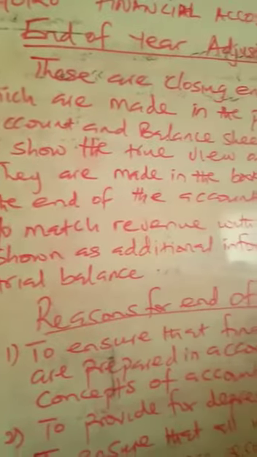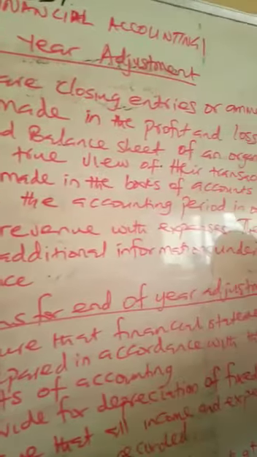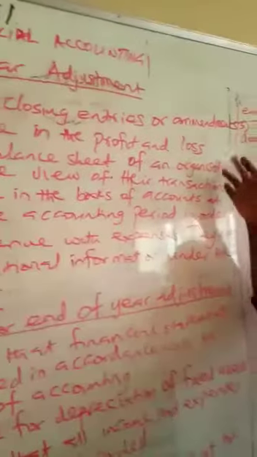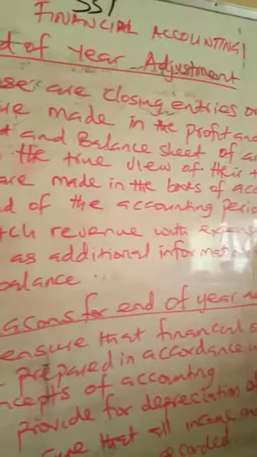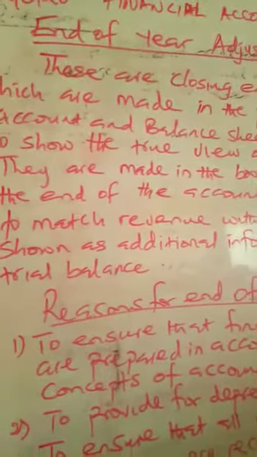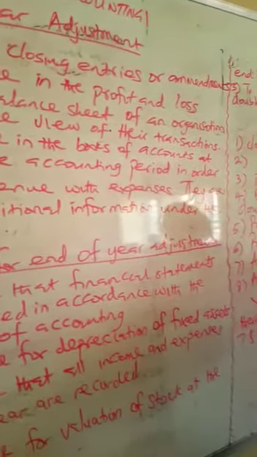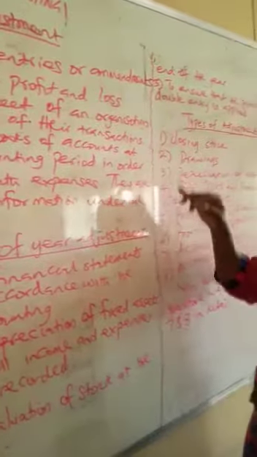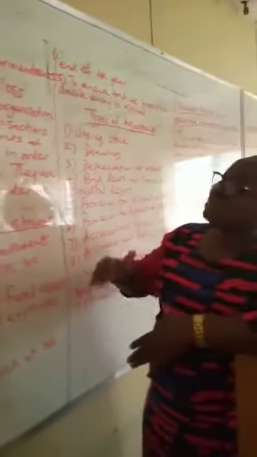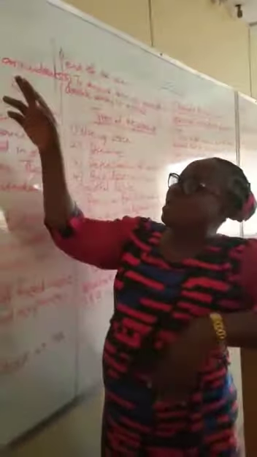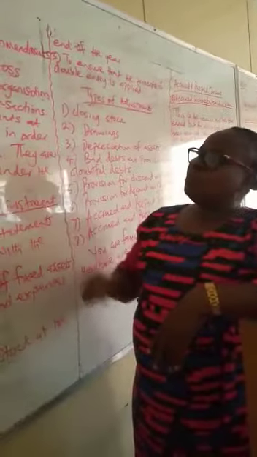These are closing entries or amendments which are made in the profit and loss account and balance sheet of an organization to show the true view of their transactions. So they are made in the books of account at the end of the accounting period. That is why it is called end of year adjustment.